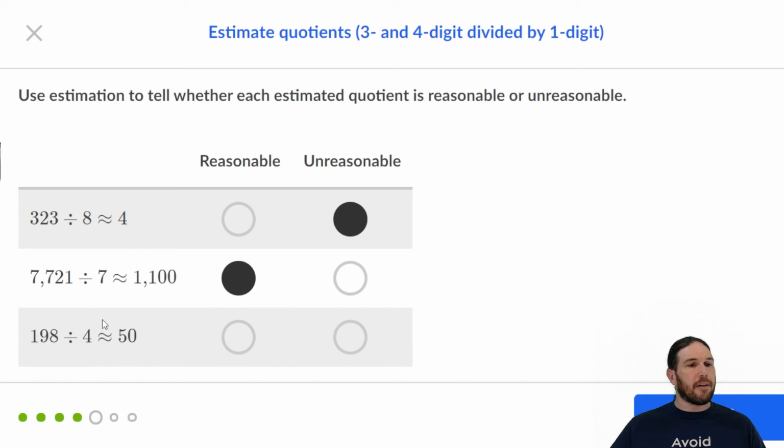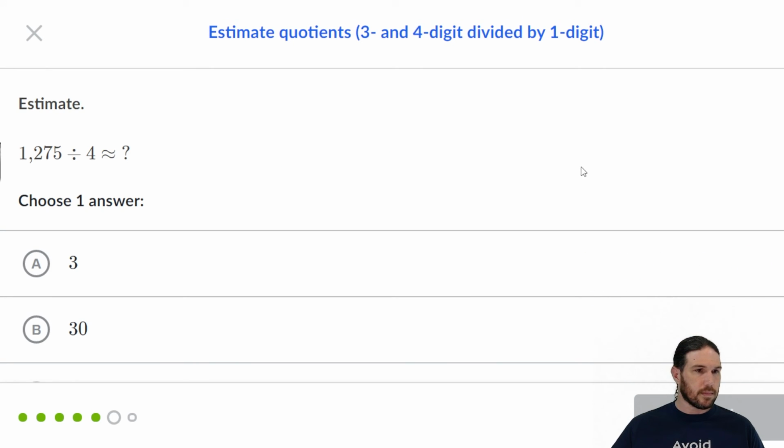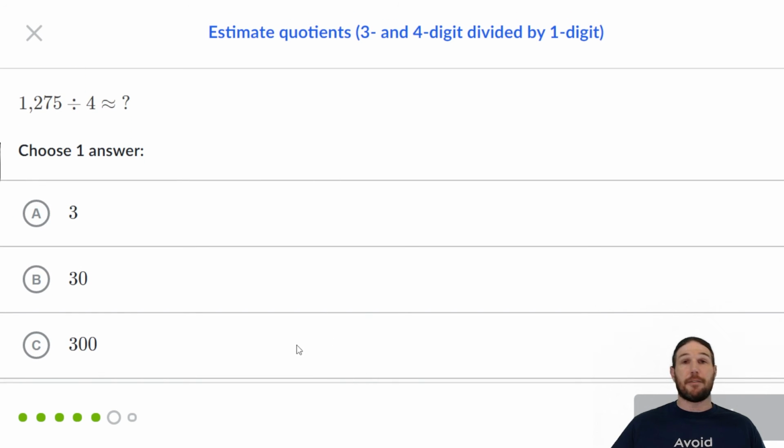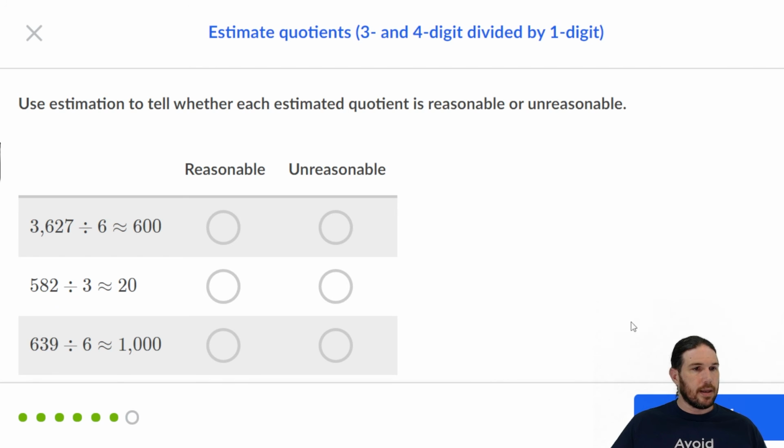About 200 divided by 4 is about 50. That seems reasonable to me. If I have 1,275 divided by 4, I would say that that's about 300. 300 times 4 is 1,200. And finally, 6 times 600 is 3,600. I would call this reasonable.